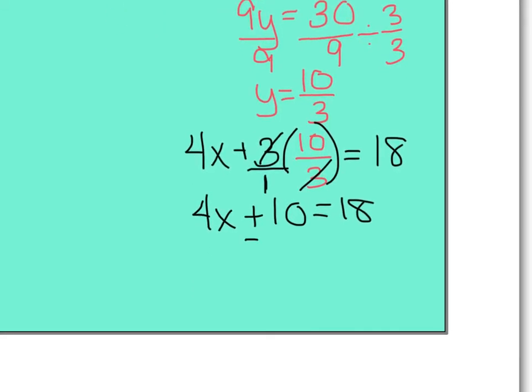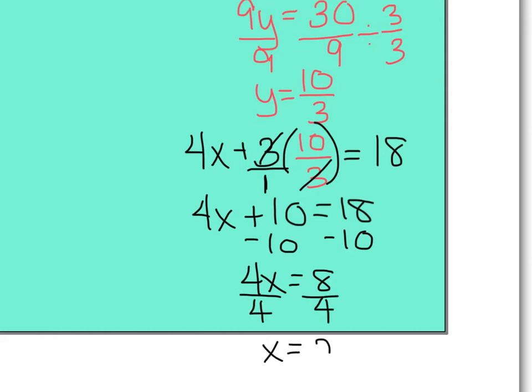So now we solve for x, which means we subtract 10. So 4x equals 8. Divide by 4. X equals 2. So my solution for this, the ordered pair, would be 2 comma 10 over 3. And again, please do not write that as a decimal. We want to be exact.